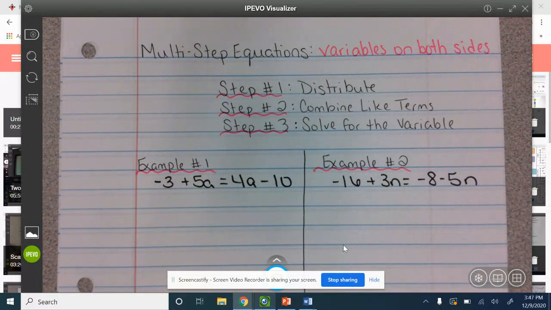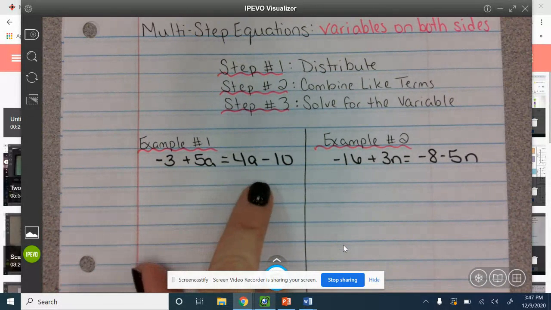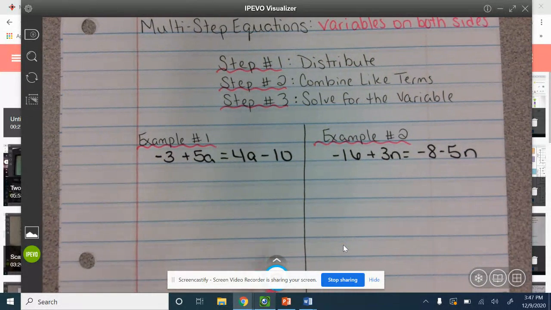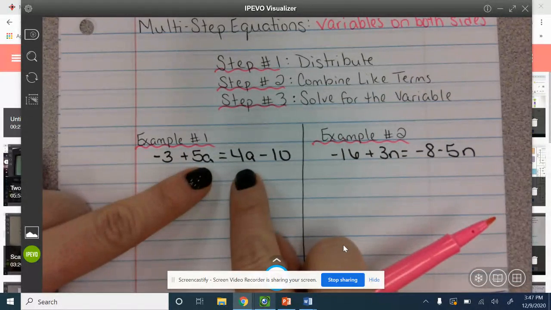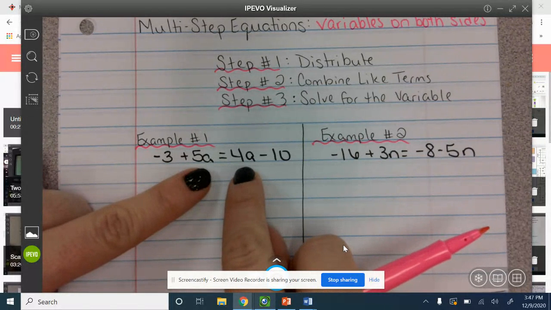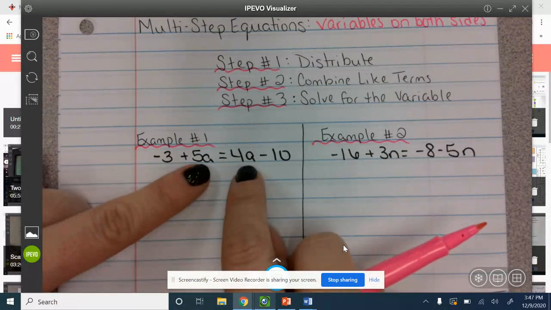So if we look at this first example, -3 plus 5a equals 4a minus 10. Well, my variables are on both sides of my equal sign. When I'm solving a problem like this, I always get my variables together first. I don't care about the regular numbers. I need all my variables together. And it's always best to move the smaller variable, whether it's a smaller positive number or, like on another one, a negative number, because negatives are smaller.